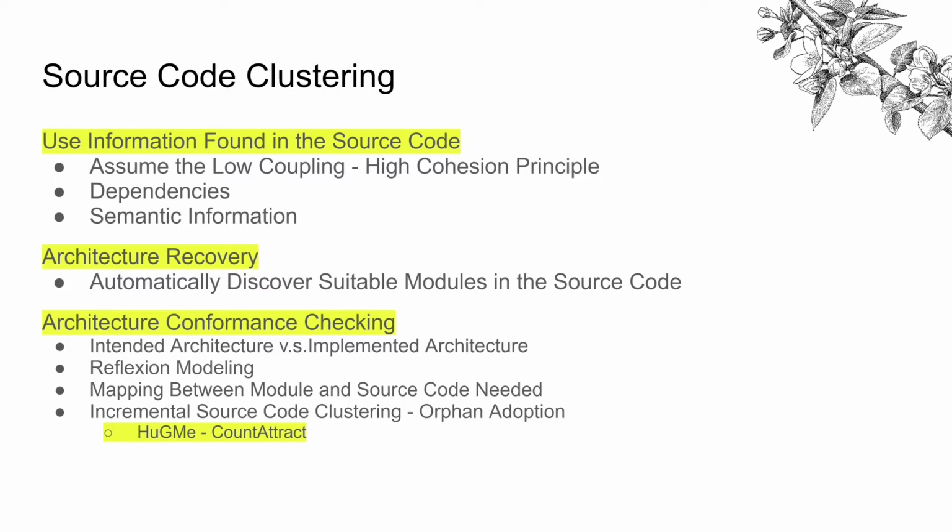We can, for example, think about dependencies between classes and try to find the parts that are highly dependent on each other, or we can also use semantic information, that is, words that are similar or have a similar meaning, to find such groups.